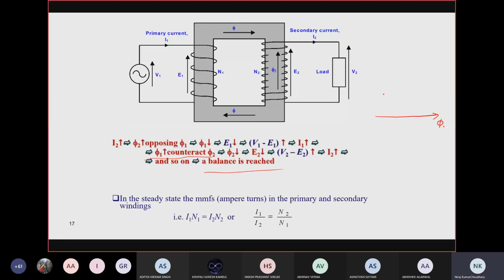ठीक है? So if we ignore the winding impedance, जैसा कि हम लोगों ने अभी डिस्कस किया था कि E2 will be approximately equal to V2, right? But practically V2 will be slightly less than E2, ठीक है, due to the presence of the winding impedance. So here again E1 and E2 जो होगा, सपोज ये E1 है, अगर मान लो कि ये E2 है, so both will be 90 degree phase lagging to the flux, core flux of the transformer.